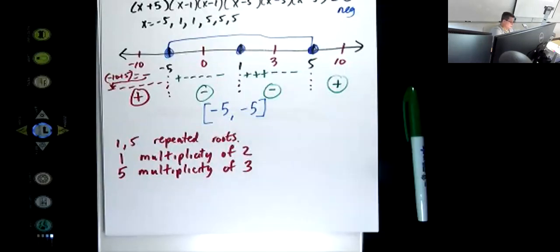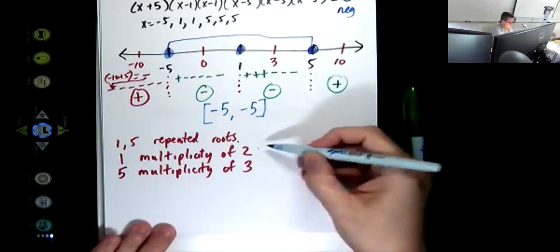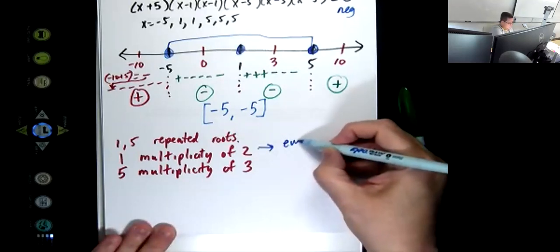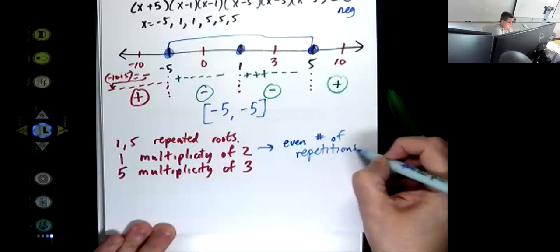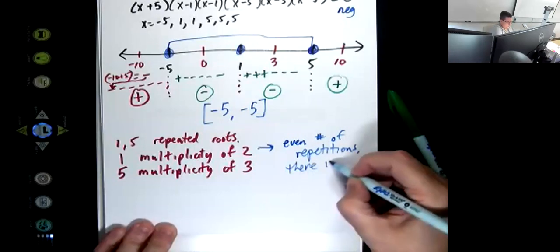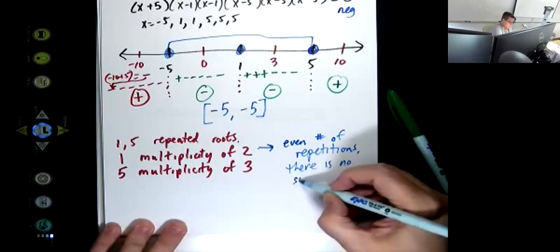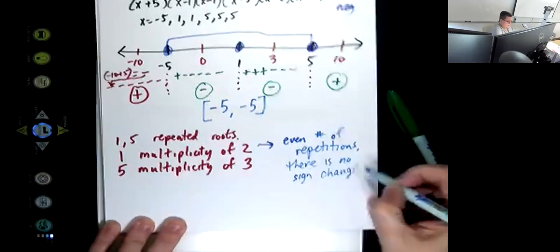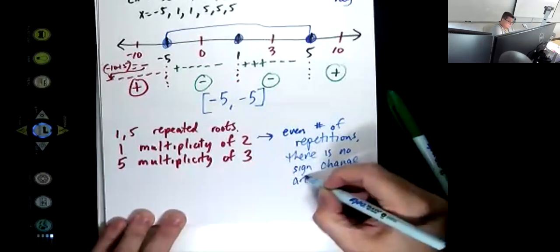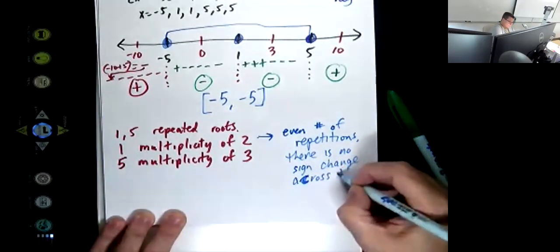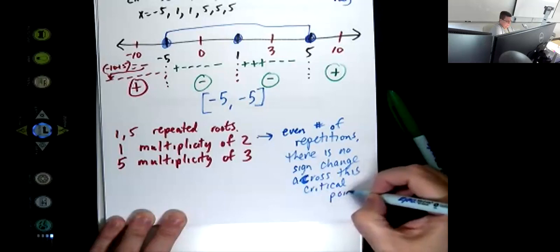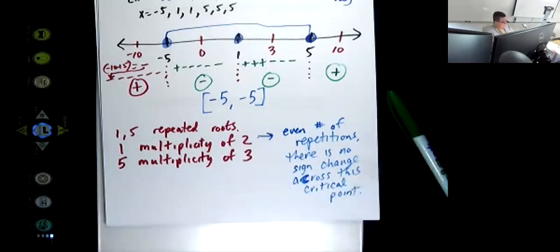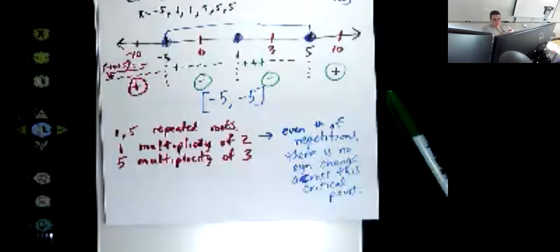You will see when you're doing these kinds of things, when there's an even number of repetitions, there is no sign change between consecutive groups across this critical point. Odd number does have it. We saw, even though 5 had a multiplicity of 3, it had a repeated root. It did change signs as we went across it.